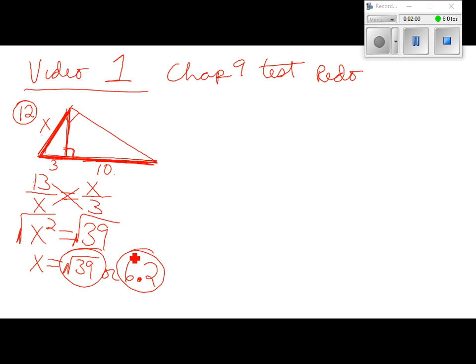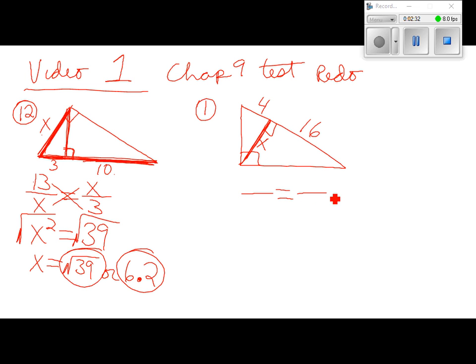The next one you had to do was number 1. It's the same kind of problem. We have an altitude drawn to the hypotenuse of a right triangle. This time this part's 4, that part's 16, and we're looking for this. Instead of using the leg theorem, because we were looking for a leg before, now we're dealing with the altitude, so we're going to use the altitude theorem.